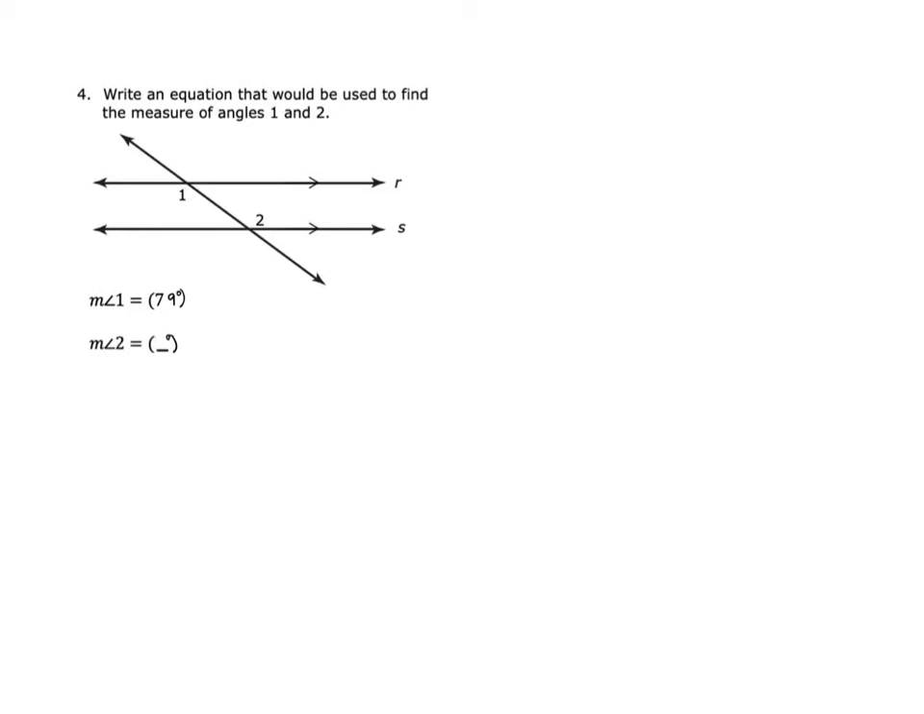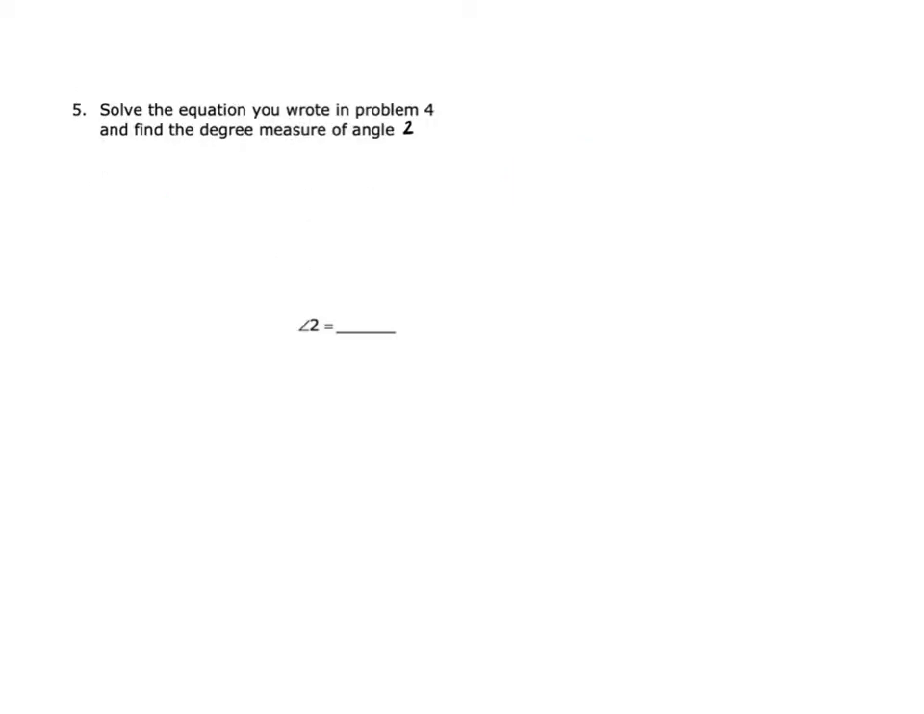Similar to question 2, we're writing an equation that would be used to find both angle measures, but we need to think about the relationship first. So in this situation, angle 1 and angle 2 are congruent, meaning they are equal to one another. We know angle 1's measure is 79, and we don't know angle 2, so we would put x. Now we're going to solve that equation, which is really easy because it's already solved for us. We have x equals 79, so we know that angle 2 measures 79 degrees.